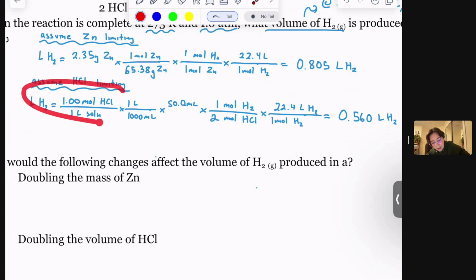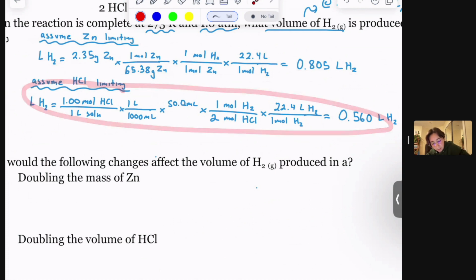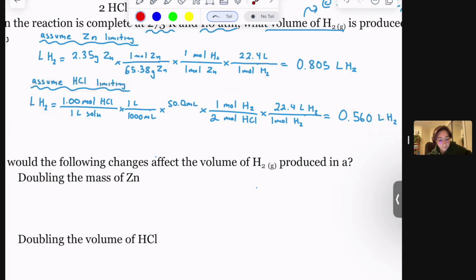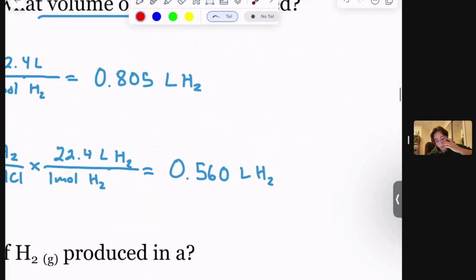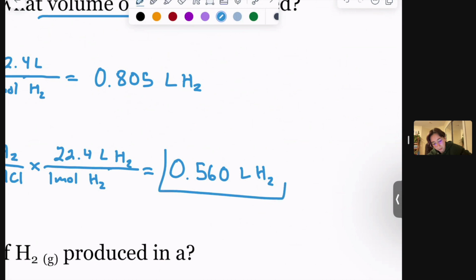If I had plenty of zinc, how much could I make with hydrochloric acid? So what you actually use these numbers for, you look and see, okay, which one got me a smaller number? That's how much hydrogen gas you're going to theoretically make. So your yield here would be this one.